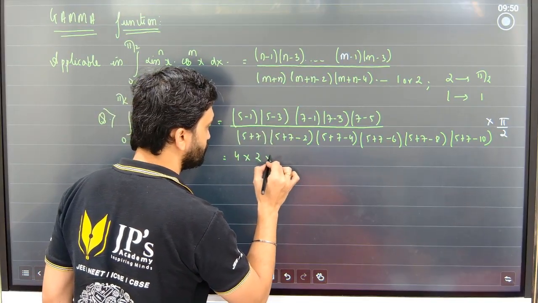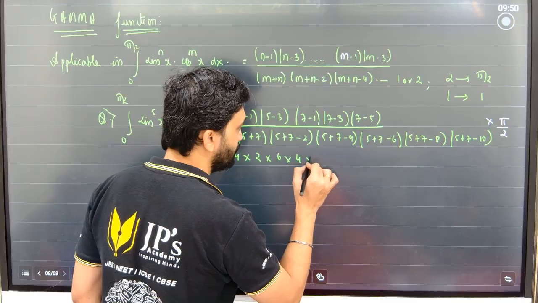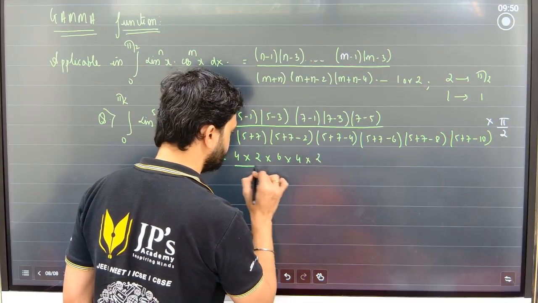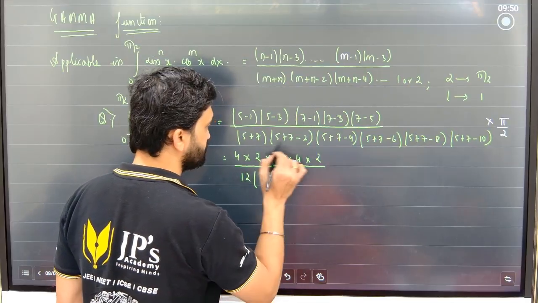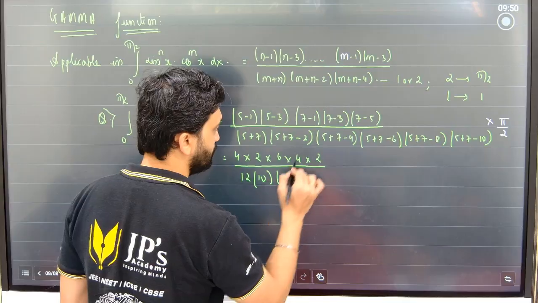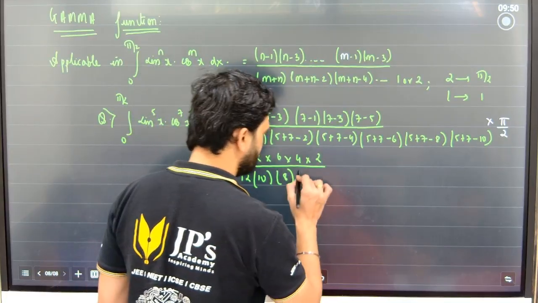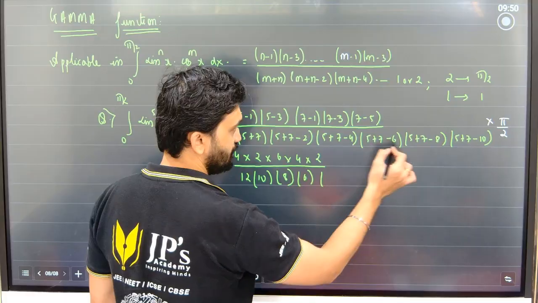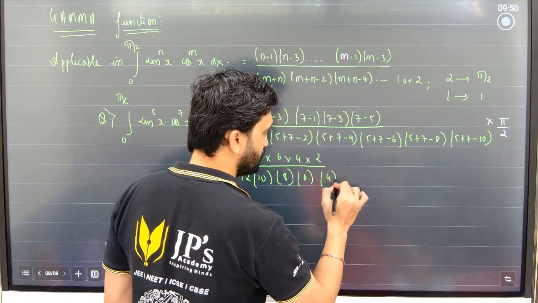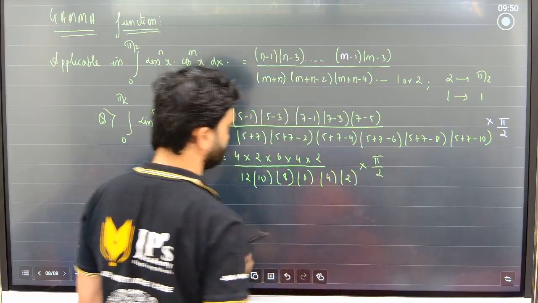3 is 2 into 6 times 4 times 2, the whole upon 12 times 10 times 8 times 6 times 12, 4 times 2 times pi by 2.